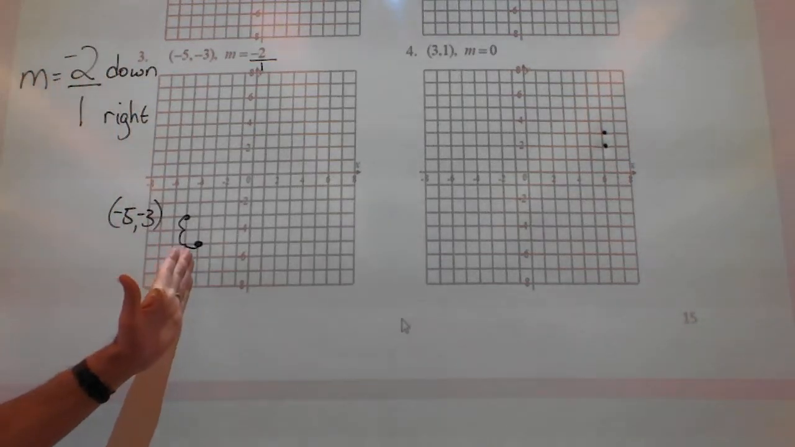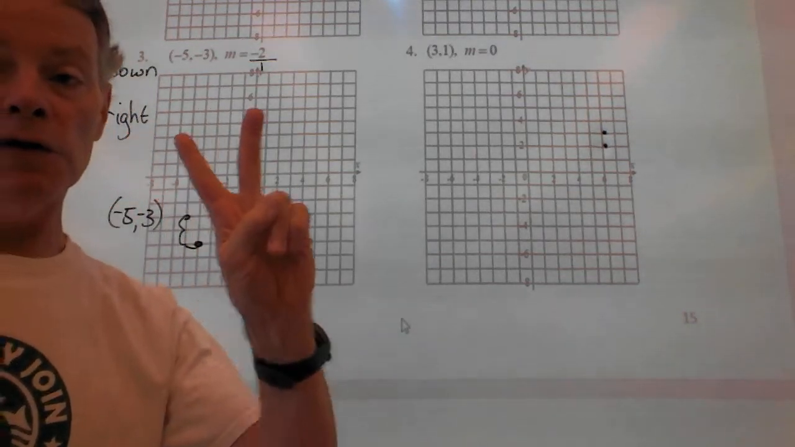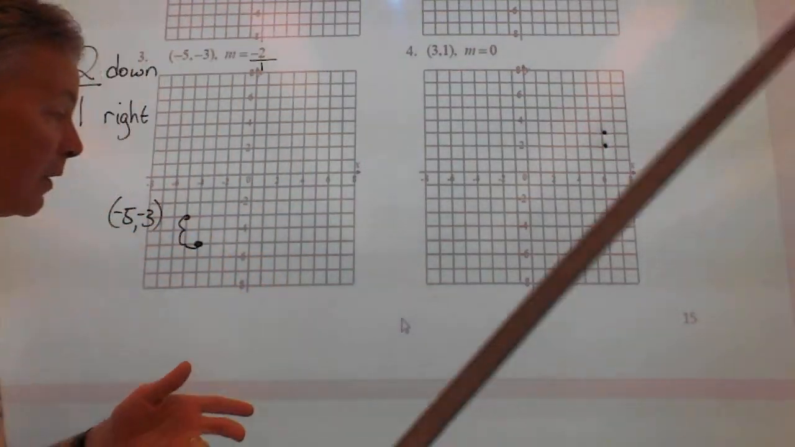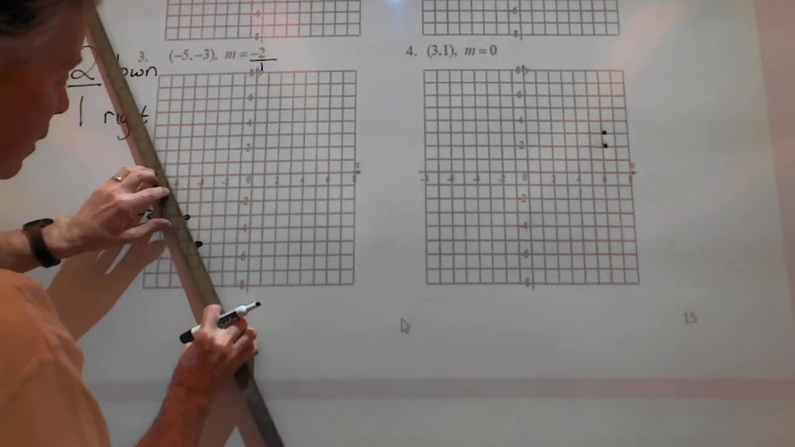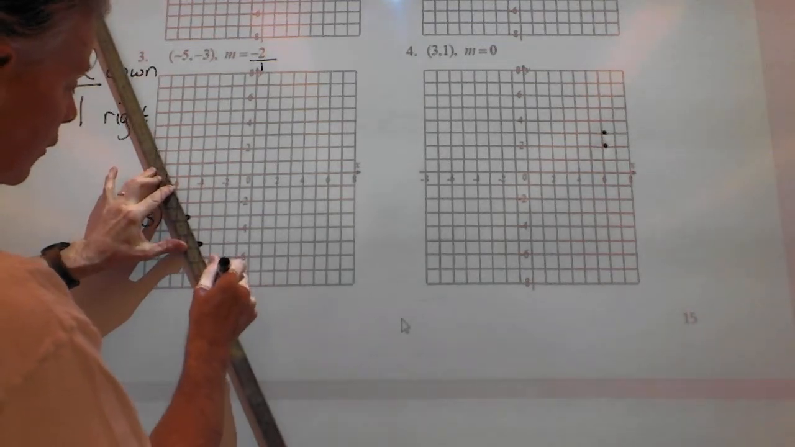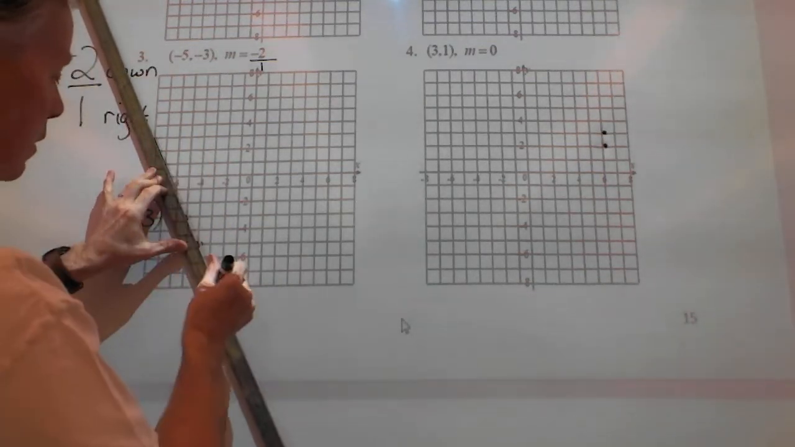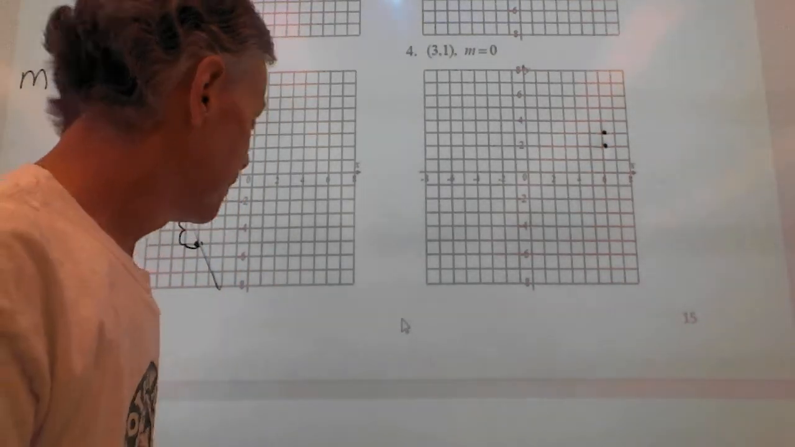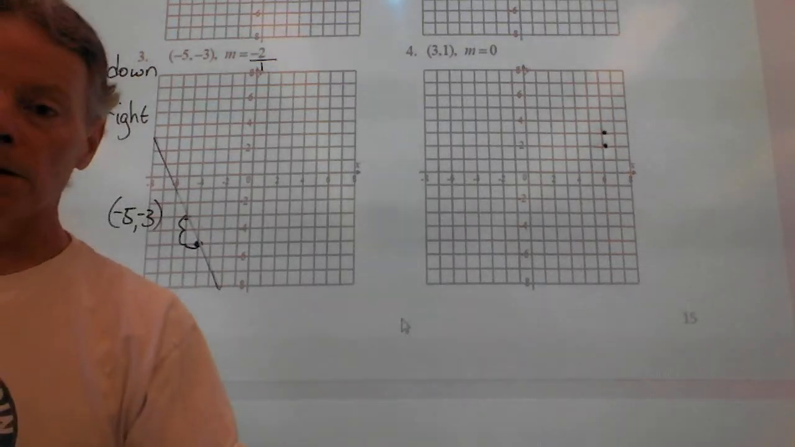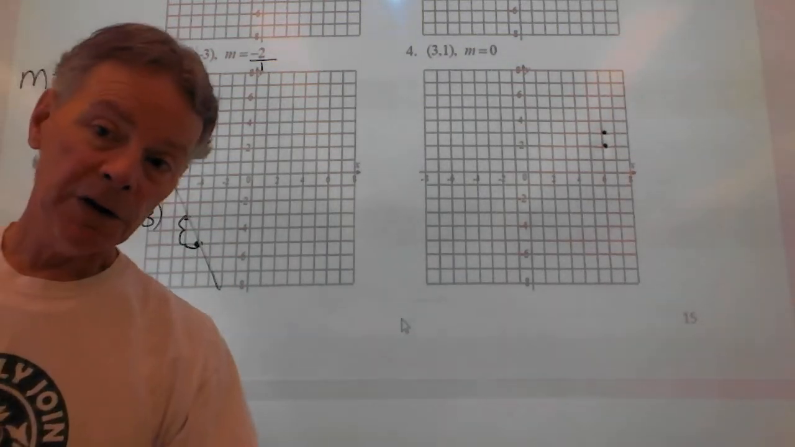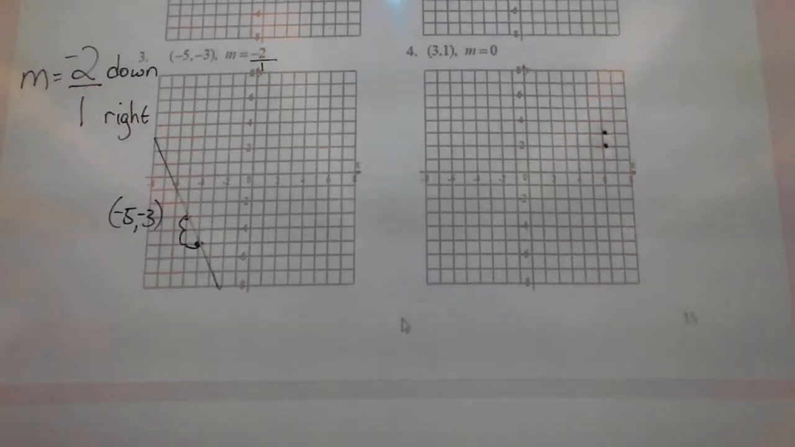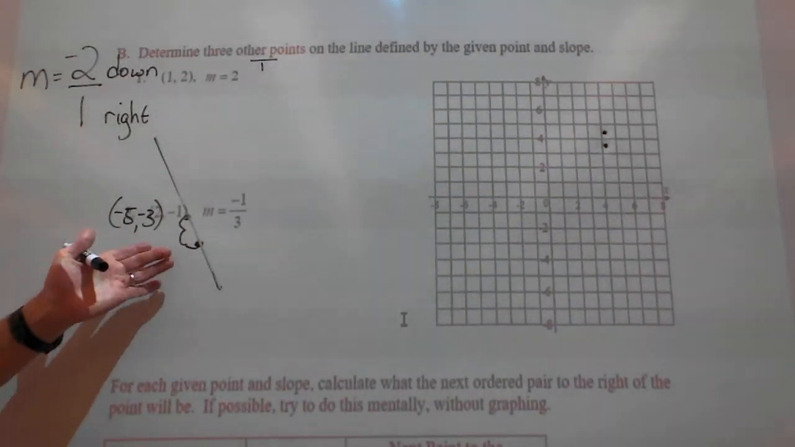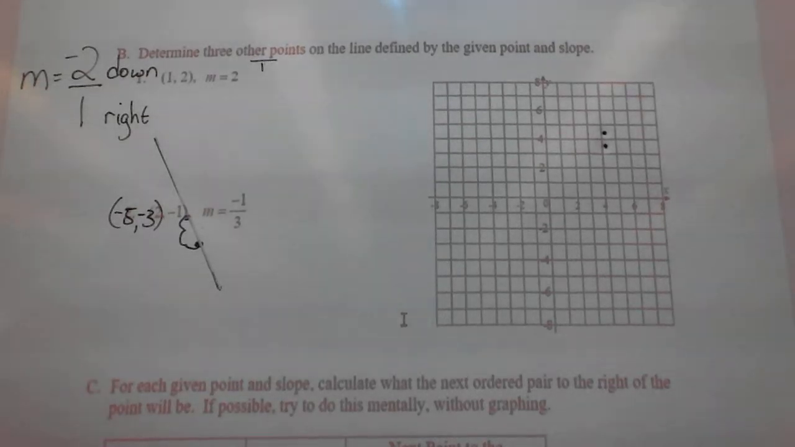If you have a linear relation, and all the relations in this chapter will be linear, all you need are 2 points and you can graph your line, right? Because if it's a linear relation, we know it's a straight line. So we can just use a ruler. There we go. There's our line. Okay? Hopefully this made some sense to you.